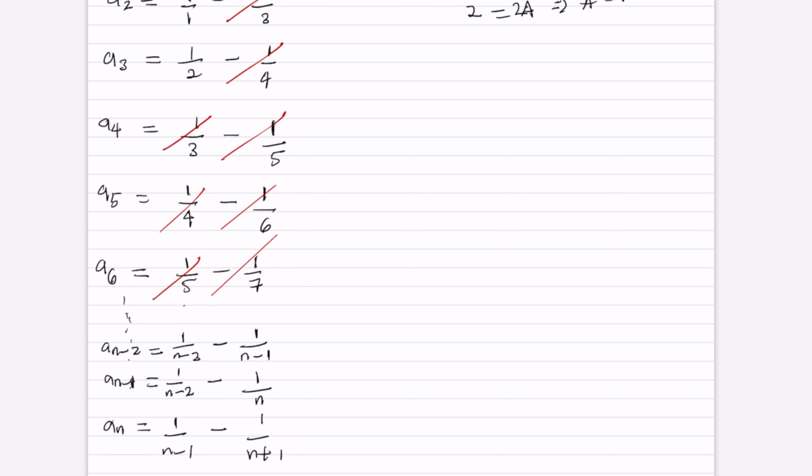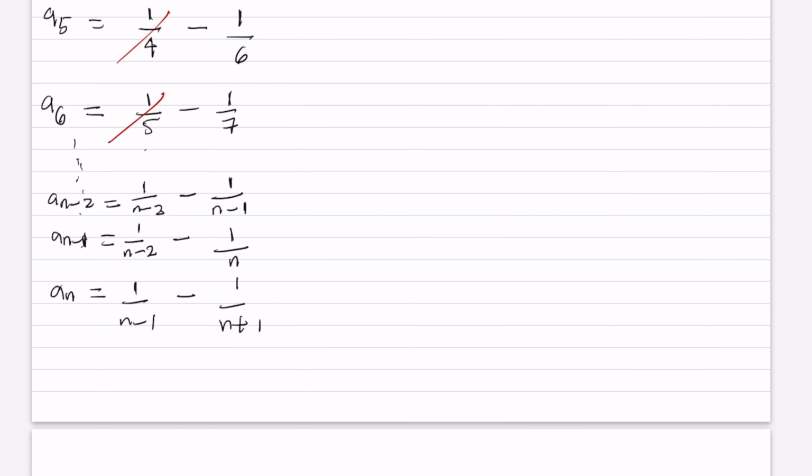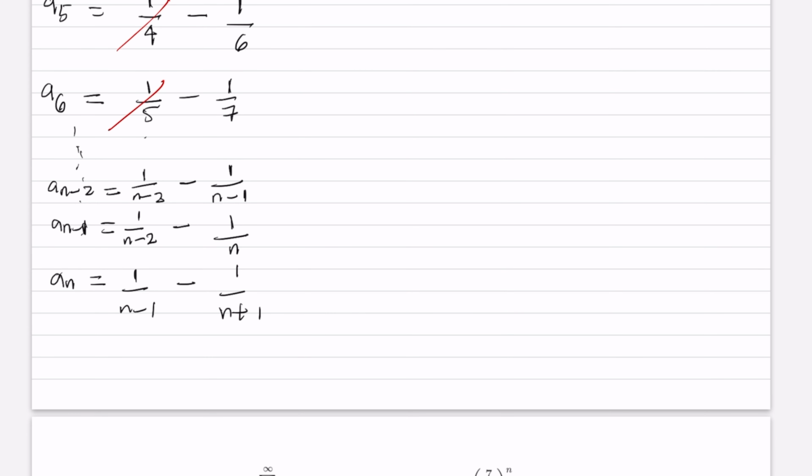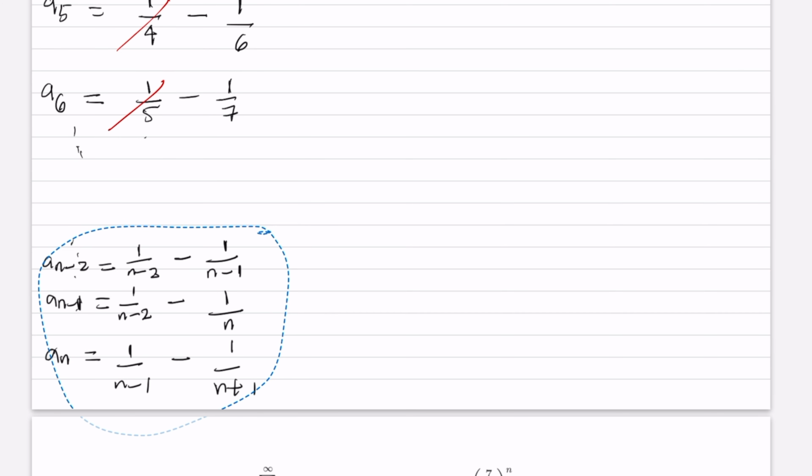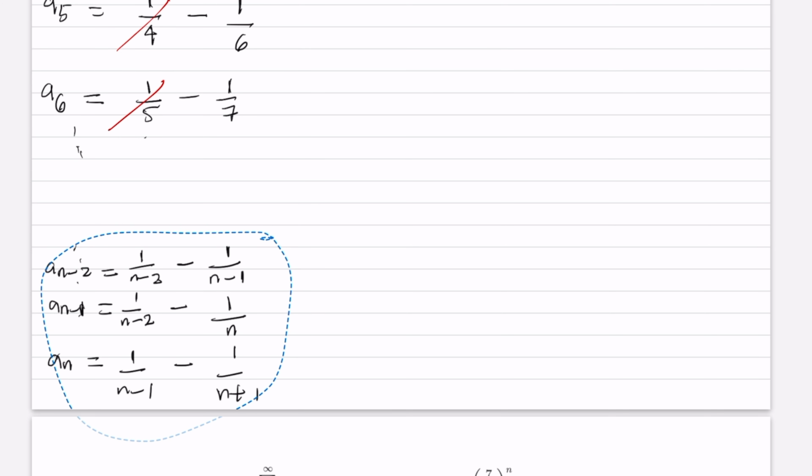Negative 1 over 7 is also going to get cancelled out eventually. This is also going to get cancelled out eventually. And also this is also going to get cancelled out eventually. Well, it's not quite obvious. Let me go again. Let me bring this down a little bit. Okay, all right, so let's do that again.